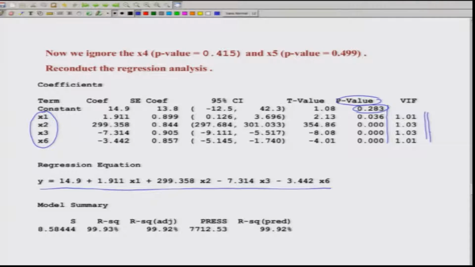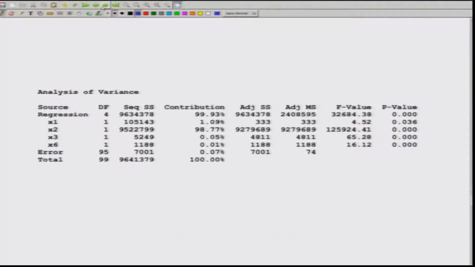So that again indicates that there is no problem of multicollinearity, in the sense that all the variables x1, x2, x3 and x6 are independent. And the model summary also indicates that the value of R square adjusted is pretty close to 99%, and the R square prediction is also close to 99%, because the model is really good. But before I go further, let me try to point out one thing.